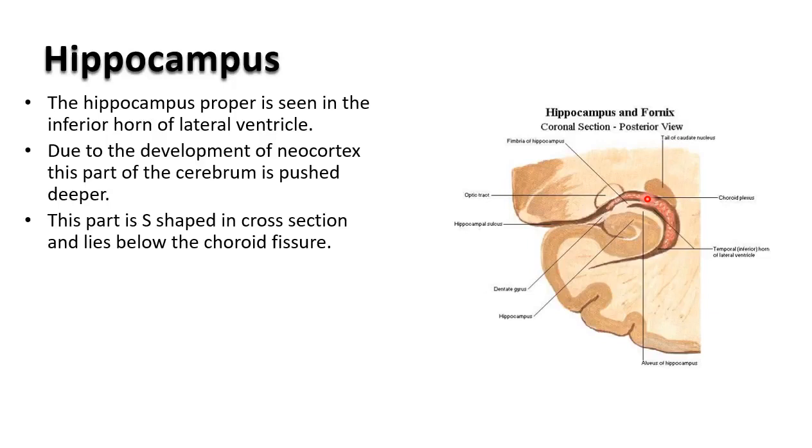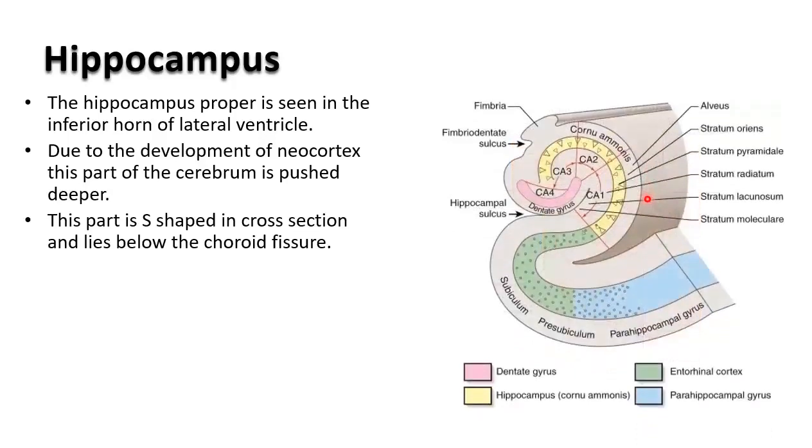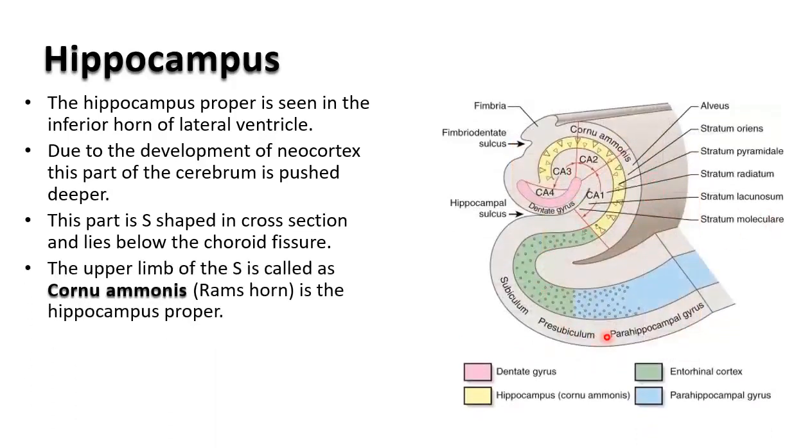So the tela choroidea forms mainly the medial septum, the medial limit of the hippocampus is formed by the tela choroidea. Okay, so it is S-shaped, and you are able to see these are the parts of the hippocampus. So the upper limb of the S is called the cornua ammonis, or Ammon's horn, which means ram's horn. So it represents a ram's horn.